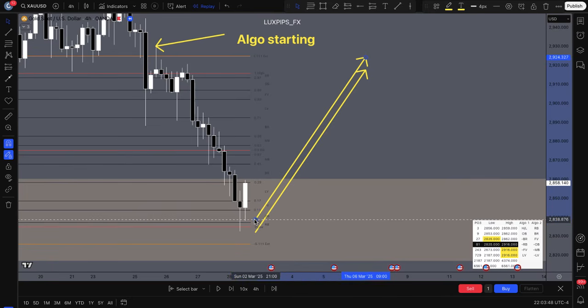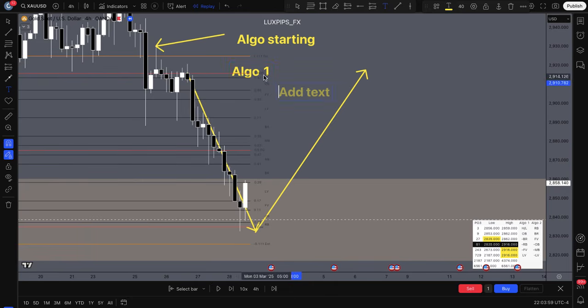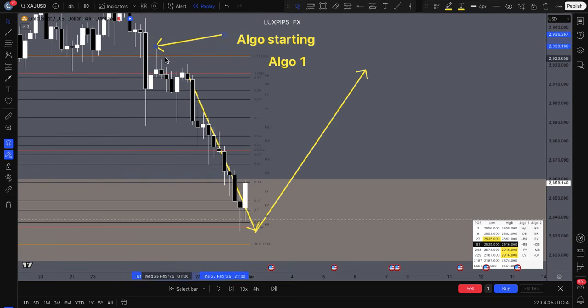Let me clone this real quick. Give a very nice visual to MMXM. So here's Algo 1. Algo 1 was confirmed because of this extension test and because this low was rejected. This is what told me that Algo 1 MMXM was about to start. So of course, like I said, Algo 1 and Algo 2 go hand in hand. You will find Algo 2 inside of Algo 1.